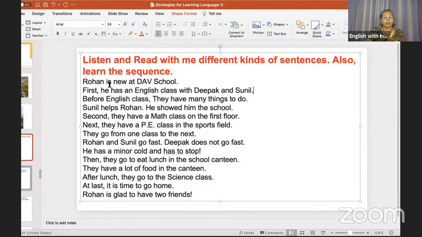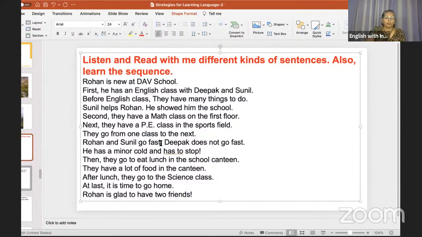Okay, ma'am. Rohan is new at DAV school. DAV, right? DAV schools are very common in India. First, he has an English class with Deepak and Sunil. Before English class, they have many things to do. Sunil helps Rohan. He showed him the school. Second, they have a math class on the first floor. Next, they have a PE class in the sports field. PE means physical education, right? You're right, ma'am. They go from one class to the next.